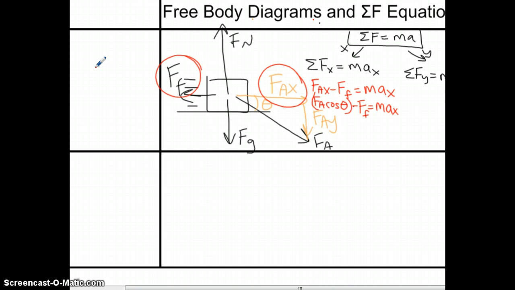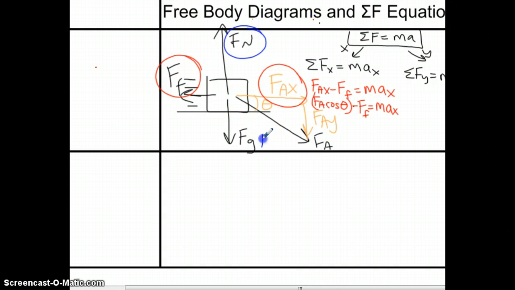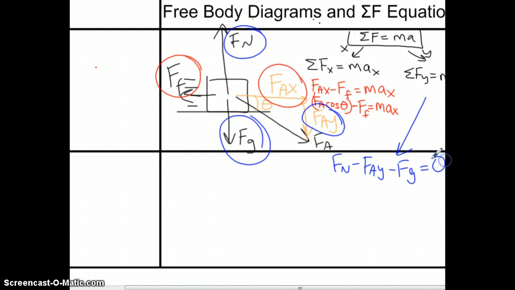Now what do I have for my Y's? Why is 0? No, my forces. FN, FG, FAY. Yeah, don't forget about this guy over there, that little guy. I'm gonna write this down here for more room, even though it equals 0. Let's solve this for normal force.